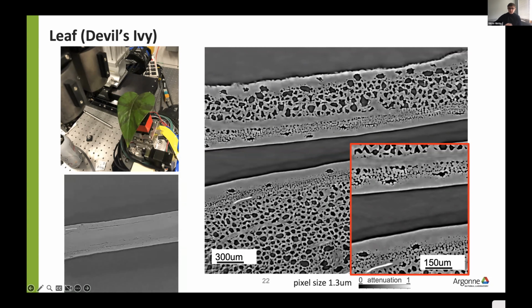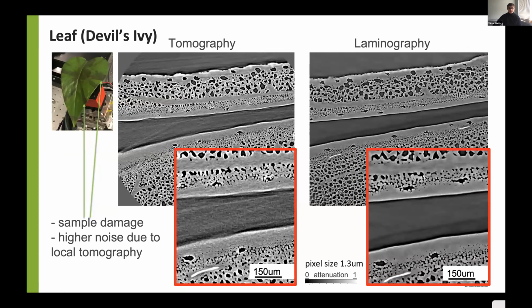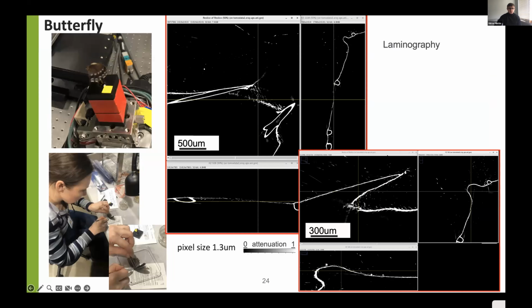This was the leaf, and I also compared the reconstruction quality between tomography and laminography. Here we have this local tomography problem, so that for reconstruction we use parts of the data that are not related to the middle region. That's why we see really huge noise and these local tomography artifacts. We have higher noise, and then we also have sample damage. So we clearly see the advantage of using laminography in this case. The signal to noise ratio is better and the sample is not damaged. Another sample is this butterfly.